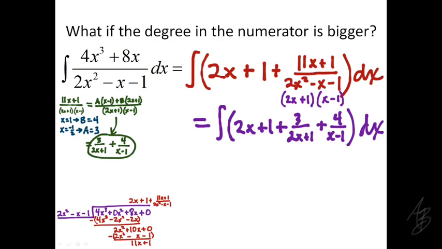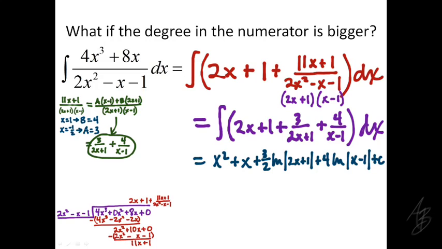From this point now we can rewrite that as two partial fractions, and each one of these terms is a term that we know how to integrate. We can integrate the 2x, we can integrate the 1, and now we can integrate the 3 over 2x plus 1 by using substitution, and we can integrate the 4 over x minus 1 by using substitution also, substituting a variable like u or v for the expression that's in the denominator. And when we do that, we get x squared plus x plus 3 halves times the natural log of the absolute value of 2x plus 1 plus 4 times the natural log of x minus 1 plus a constant.